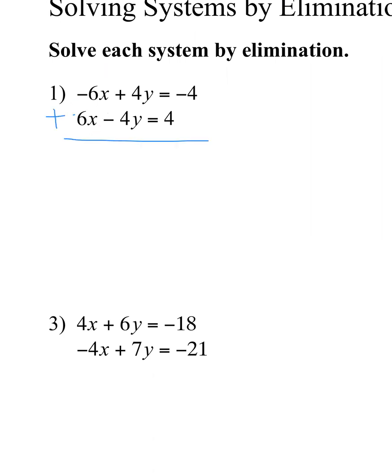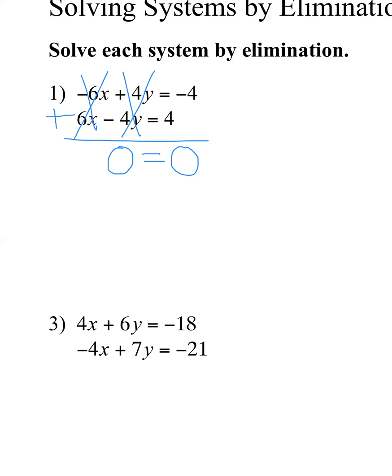But for some reason, it's not showing up on my screen here. Oh, there it is. Okay, just a little delay. So let's add negative 6x plus 6x. Well, that goes away, right? It just cancels out. So let's just keep going. Oh, but look, a positive 4y and a negative 4y, that also cancels out. So what's left on the left-hand side? Nothing, 0. And what is that equal to? Well, I'm still going to add on the right-hand side. Negative 4 plus 4 is also 0. So I'm left with 0 equals 0.